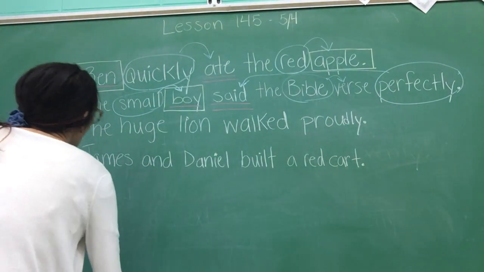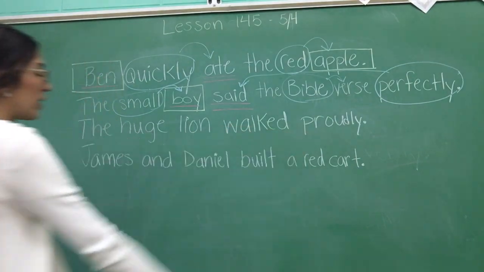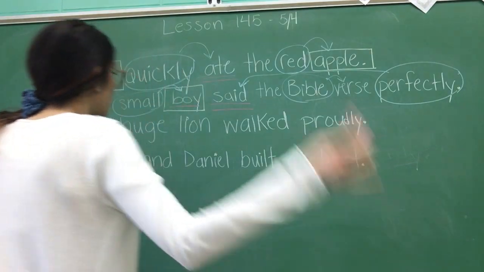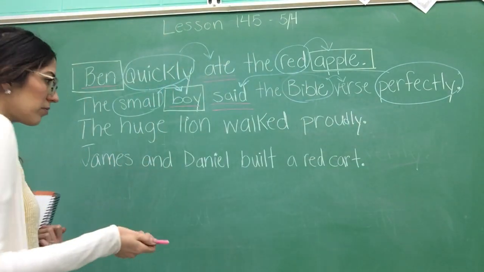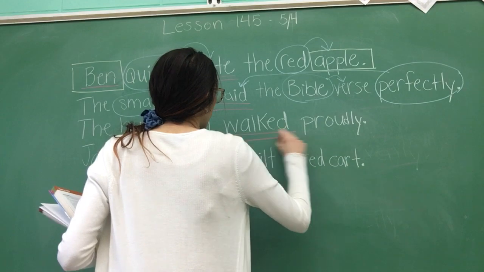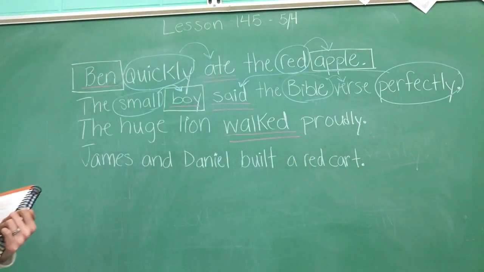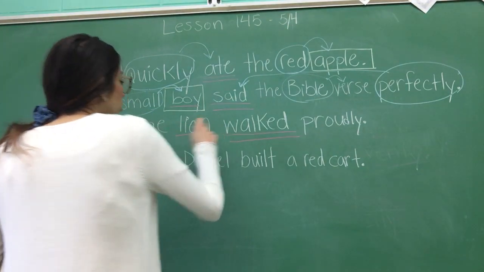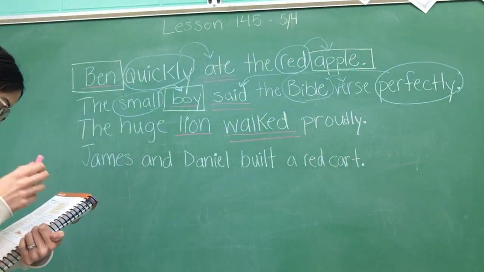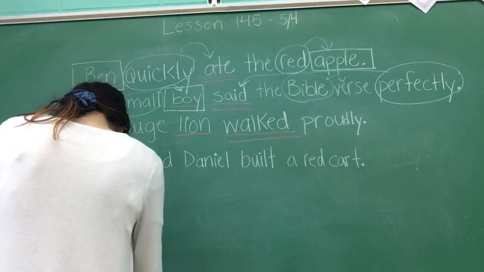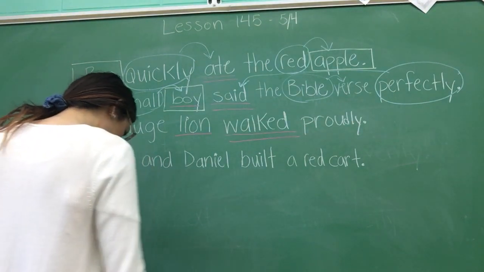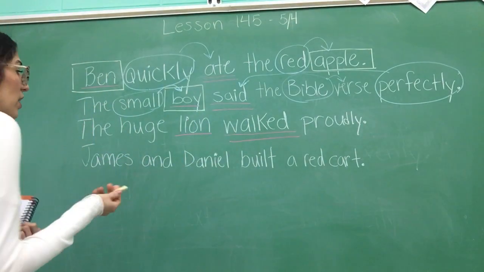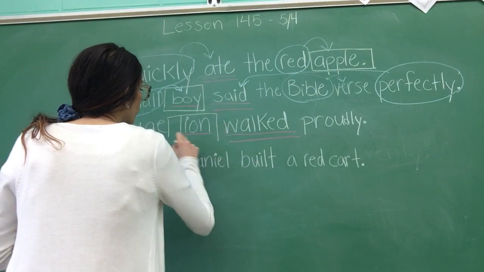Sentence number 3. The huge lion walked proudly. Okay, first thing we'll do is the verb. What's my verb? Very good. Walked. Underline that 2 times. What's my subject? Who or what the sentence is about? Lion. Very good. Underline that 1 time. Third one is box all the nouns. Do that in yellow. My first noun, do you see it? My only noun, very good, lion.